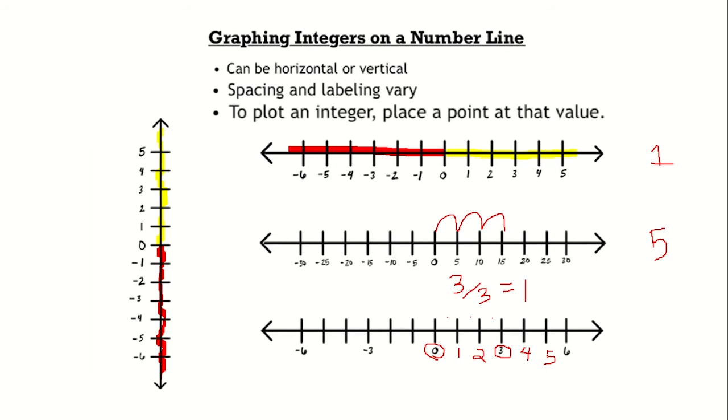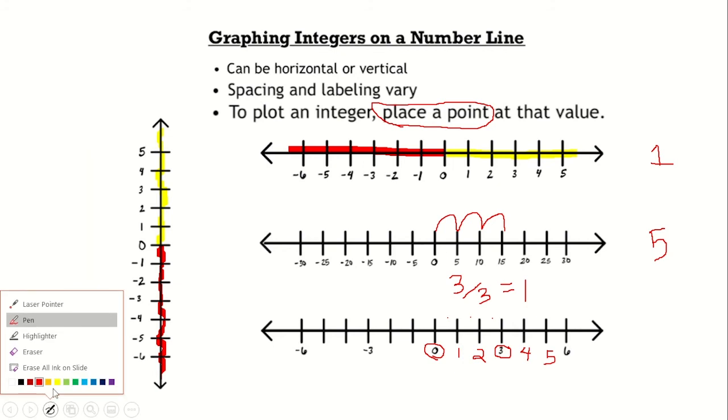The last one is to plot an integer, place a point at that value. If you don't know the meaning of plot, plot is just similar to graphing. And if you're not aware of the meaning of graphing, the best word for that, which is familiar to you, is locating. So when you are asked to graph or plot, you are asked to locate a certain integer on a number line. And to do that, as mentioned here, place a point at that value.